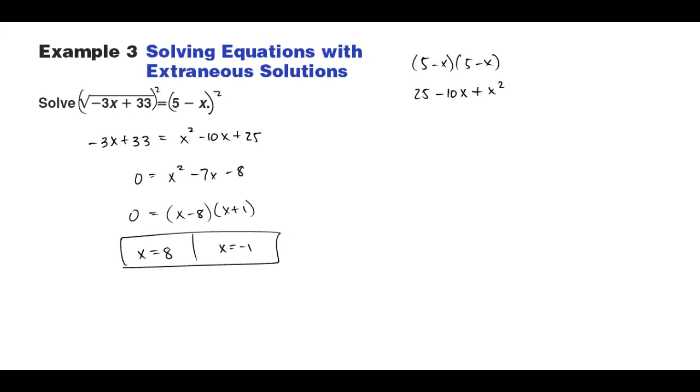We are finished. Then something in the back of our mind says, hey, that went really smooth. Maybe we should make sure we check our answers. Okay, so I'm going to start off by plugging the negative 1 in, and look, on the left side I would get square root of 36, which is 6, and on the right side I would get 6. So boom, this one is gorgeous. And now I plug in the 8. On the right side I get negative 3, and on the left side I get the square root of negative 24 plus 33, which is 9, and there's no way that 9 could equal a negative 3.